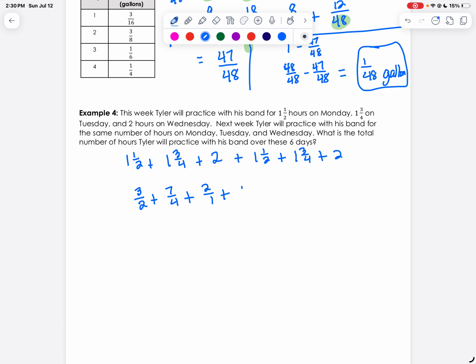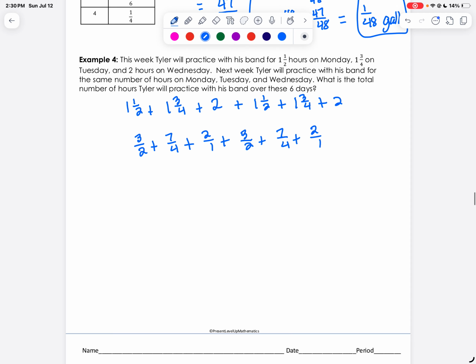Now here 1 1/2 was 3 over 2. 1 3/4 was 7 over 4. 2 was 2 over 1. Now I want to look at all of my denominators because I'm trying to decide what my common denominator is. So my largest denominator was 4. Will all of those numbers go into 4? Yes. So that's your common denominator. So I'm going to rewrite each fraction with a denominator of 4.